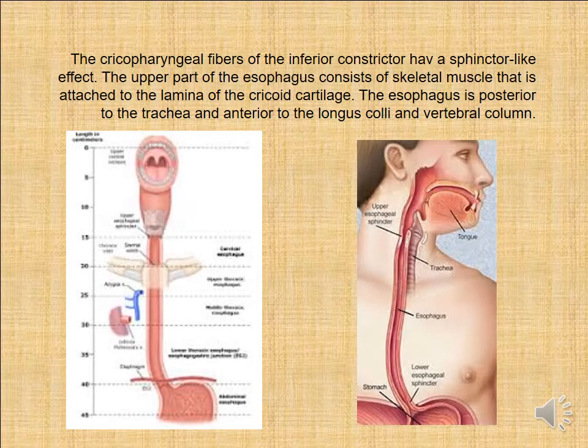The cricopharyngeal fibers of the inferior constrictor have a sphincter-like effect. The upper part of the esophagus consists of skeletal muscle that is attached to the lamina of the cricoid cartilage. The esophagus is posterior to the trachea and anterior to the longus colli and vertebral column. So the esophagus is between the trachea and larynx and the vertebral column.